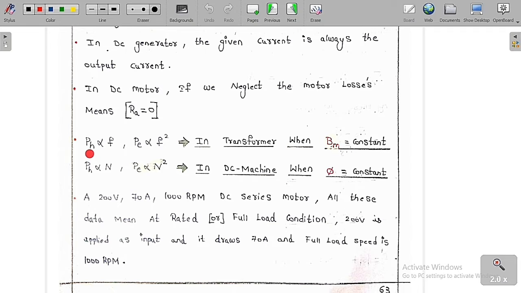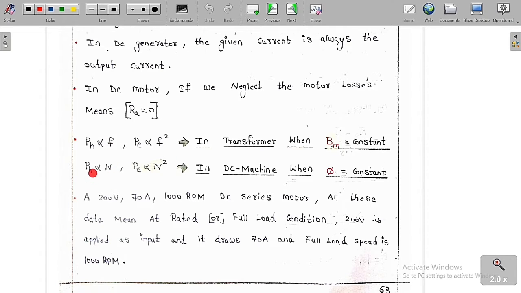We already told you hysteresis loss is directly proportional to frequency, and eddy current loss is directly proportional to the square of the frequency, whenever V by F is a constant. V by F constant means Bm, the maximum flux density, is a constant. Now the same principle applies to a DC machine. Replace frequency by N, because N is proportional to frequency, since N is equal to 120 F by P.